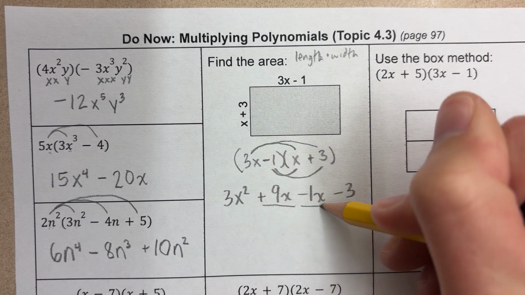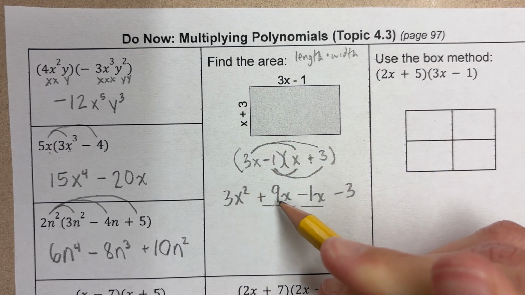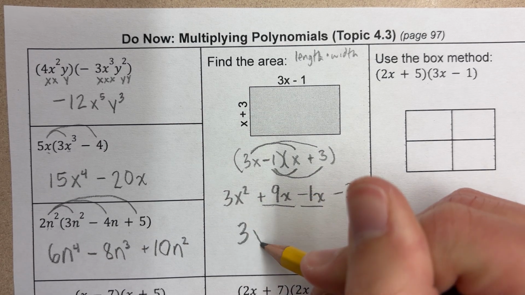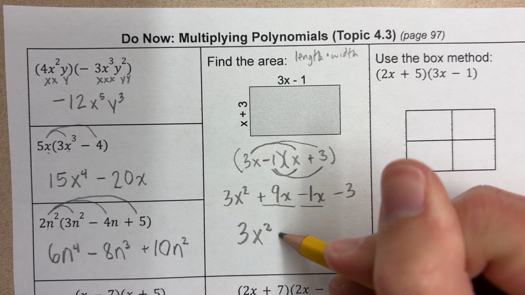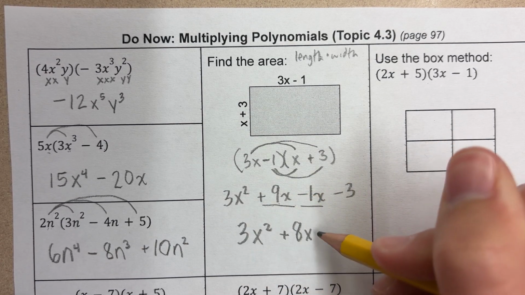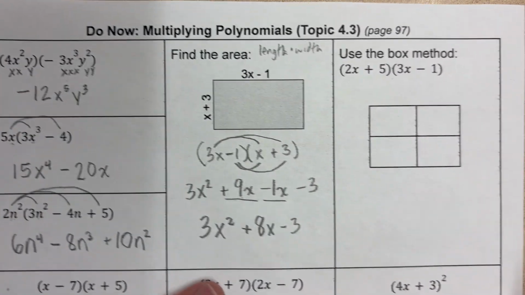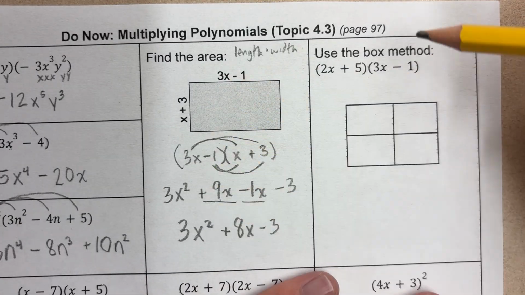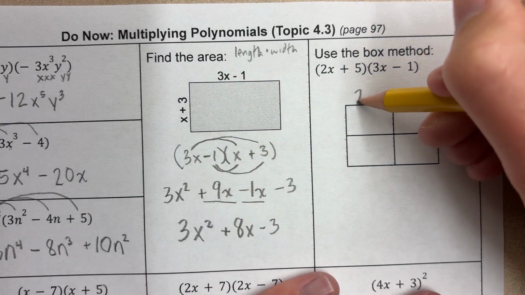My like terms are right here, right? This is not a like term because it has a squared. These are like terms. 9x minus 1x is 8x. And there's my answer. Now, I could have used the box method for this one, but look, it's specifically asking me to use the box method here.